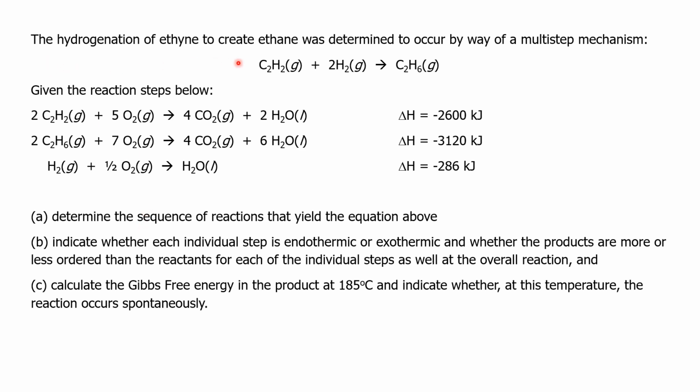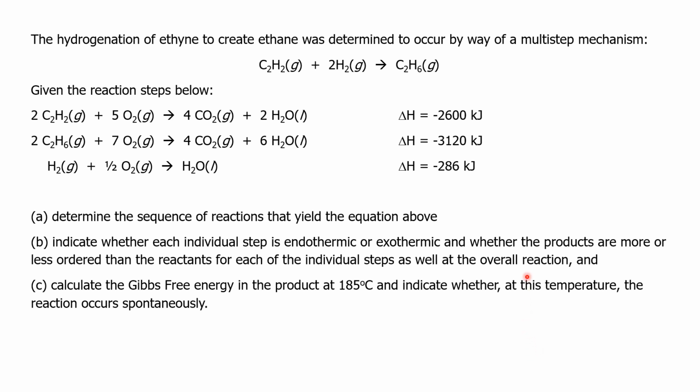So first, the hydrogenation of ethene was determined to occur by way of a multi-step mechanism. Given the reaction steps below, determine the sequence of reactions that yield the equation above, indicate whether each step is endothermic or exothermic and whether the products are more or less ordered than the reactants for each of the individual steps, as well as the overall reaction, and calculate Gibbs free energy in the product at 185 degrees Celsius and indicate whether at this temperature the reaction occurs spontaneously.